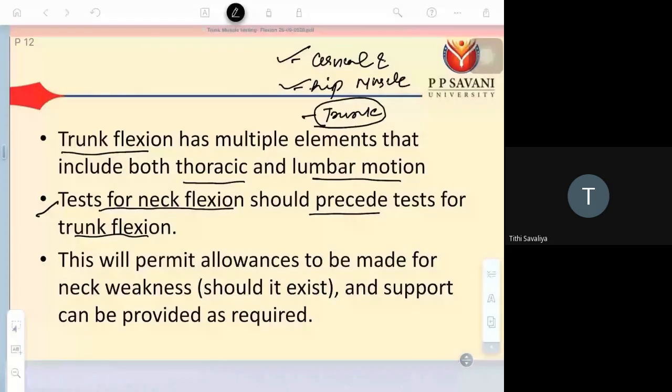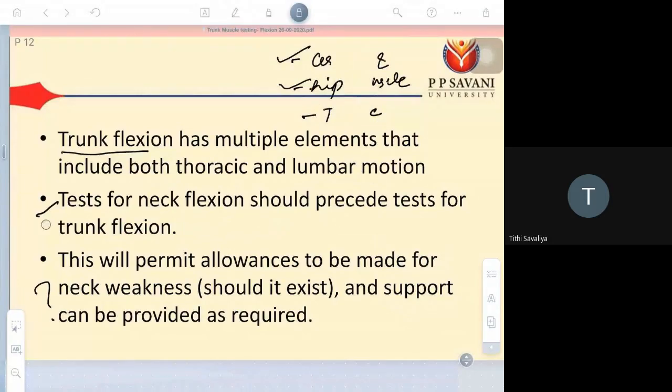Why is it necessary? Because appropriate support can be given. I will explain that in the later part of the lecture. Suppose if neck flexion is weak, then you will provide additional support. If the neck flexor muscle is strong, then there is no need to give support during evaluation. So that is the purpose of evaluating the neck muscle testing or cervical muscle testing. Okay. Now coming to grade 5.